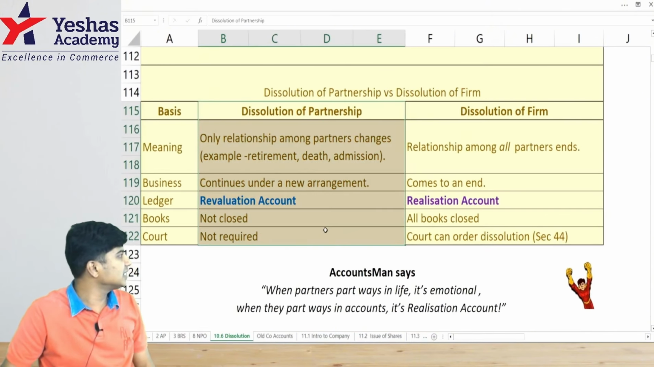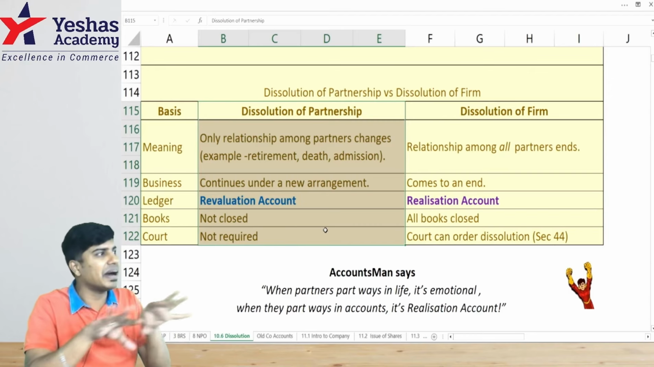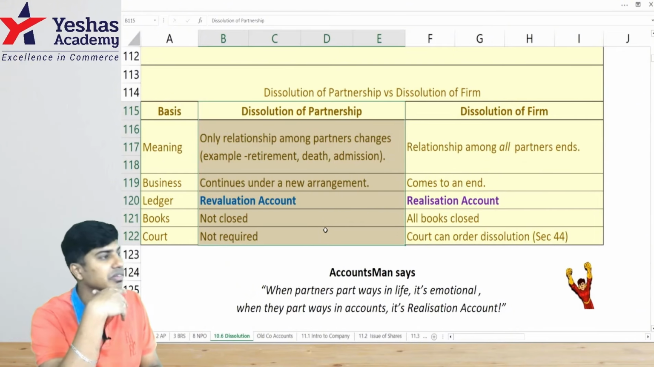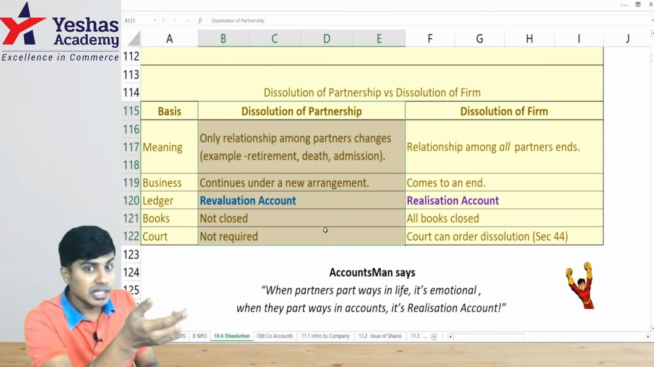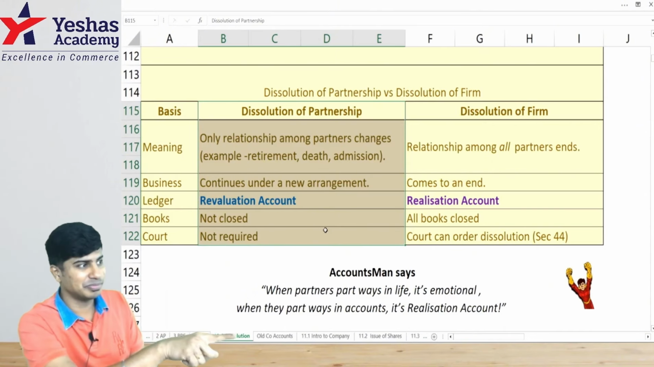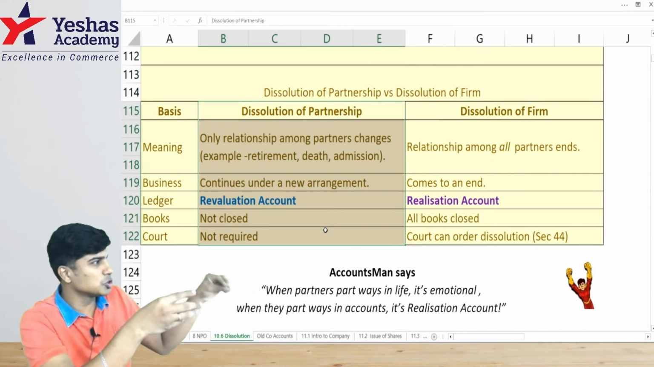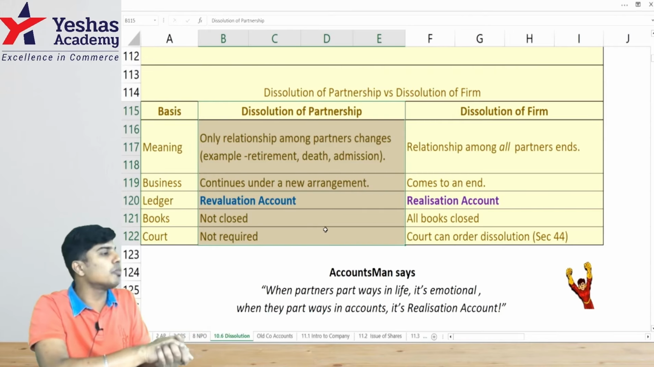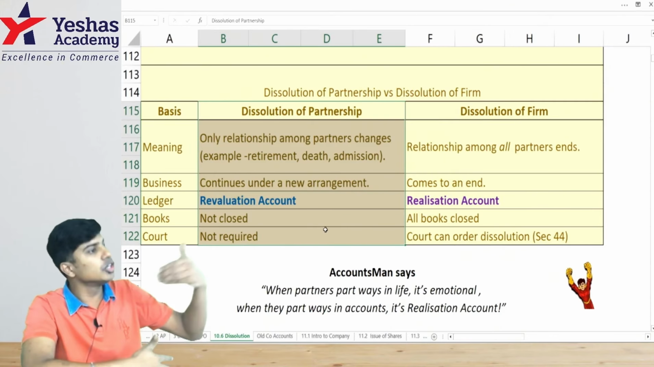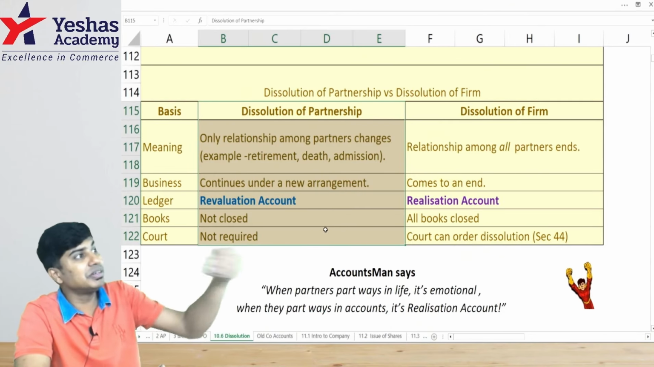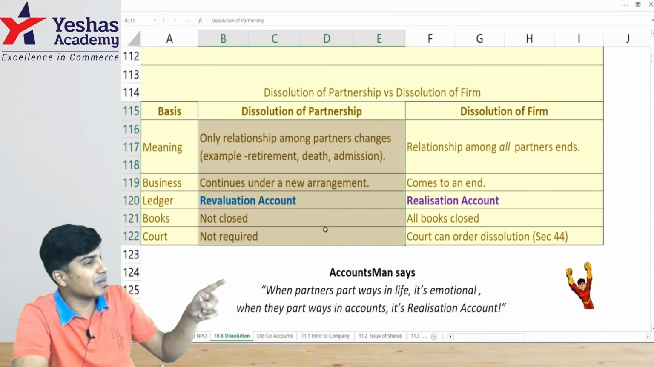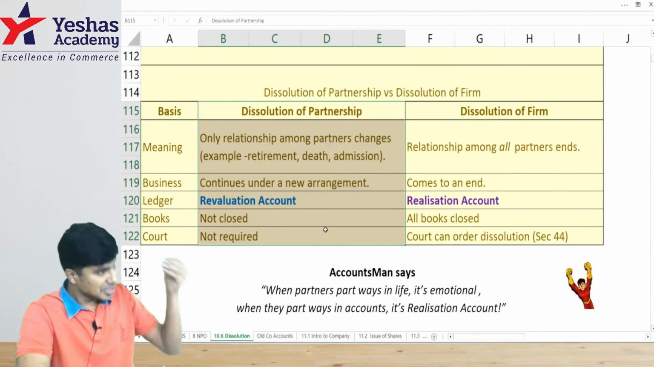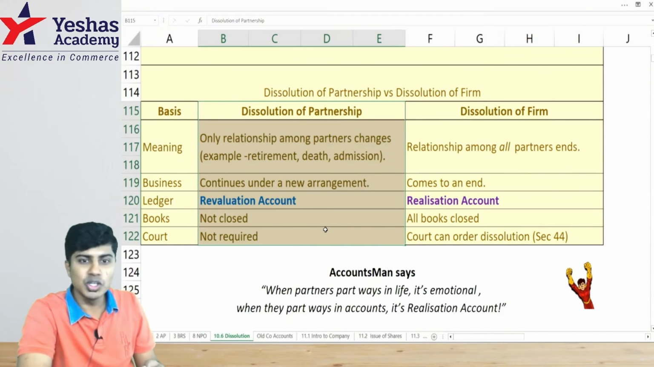In the case of partnership dissolution, only the agreement between the partners will get cancelled. A new agreement will come. Admission, retirement, death is dissolution of partnership. Because one of the partners goes out, one of the partners comes in or one of the partners dies, the existing agreement is no more valid. They would have to enter into a new agreement. A new partnership deed comes into place. That is dissolution of partnership but not firm. Why? The business will still continue under the new agreement.